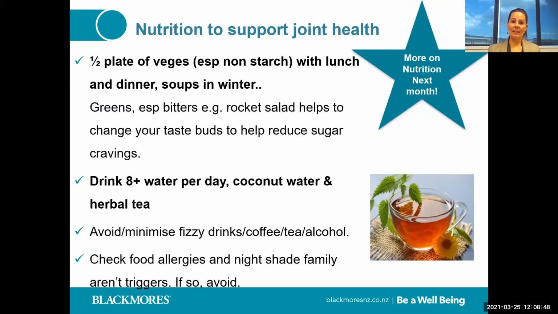Also, soups and vegetables can help. So half a plate of veggies, especially non-starch, with lunch and dinner. Greens, especially rocket salad, helps to change your taste buds to help reduce sugar cravings and also supports the liver. Drink plenty of water, 8 glasses a day, coconut water and herbal tea. Minimize fizzy drinks, tea, coffee and alcohol, and check food allergies and nightshade family aren't any triggers. So if so, avoid these. And the nightshade family can include tomatoes, aubergines, capsicum, potatoes.